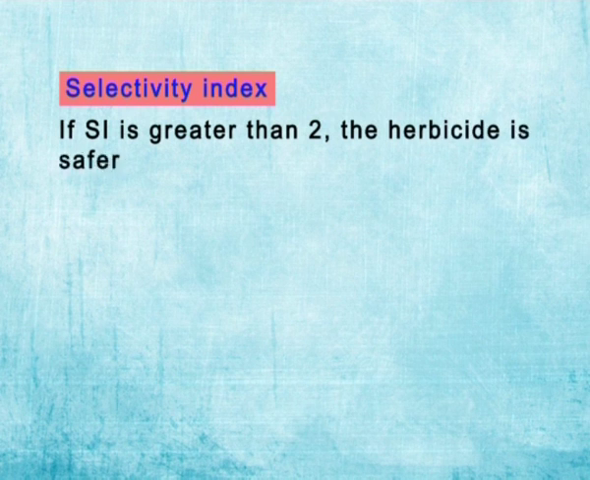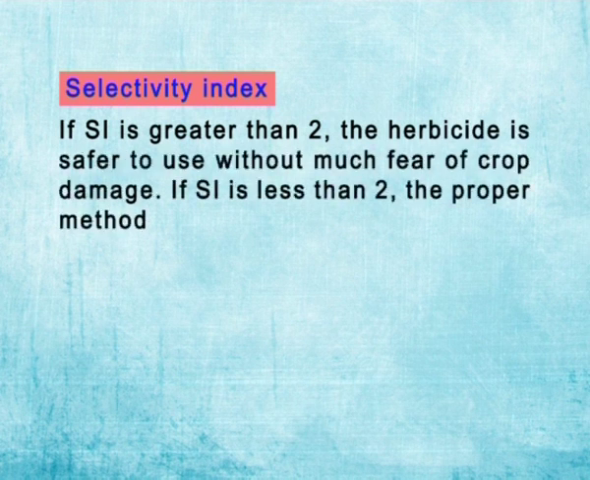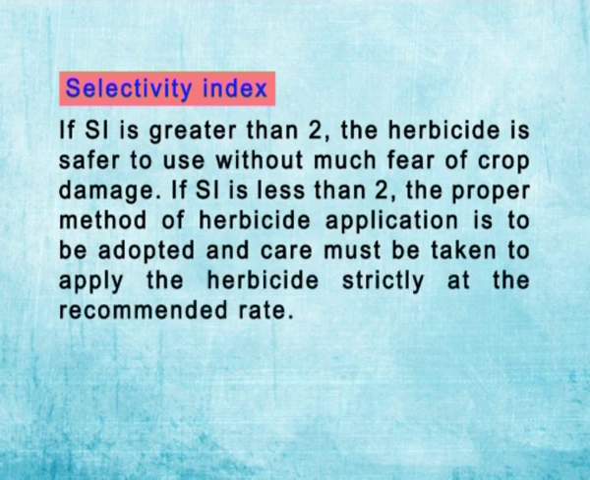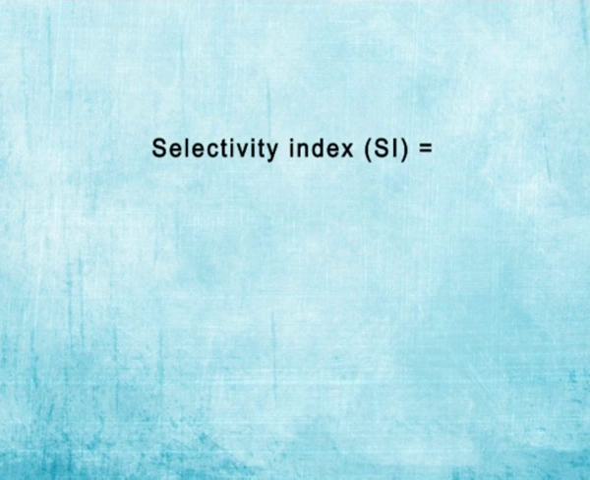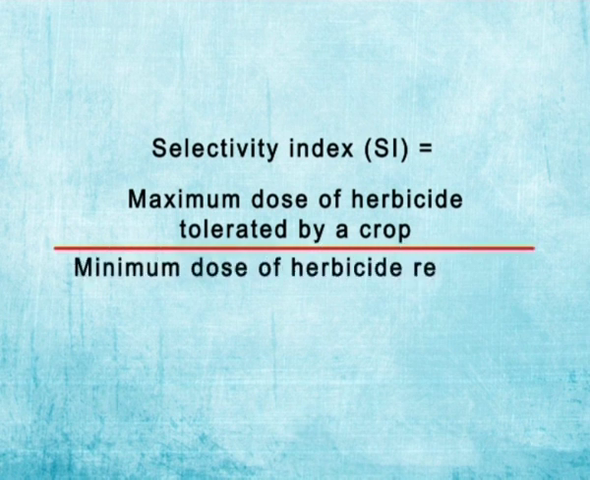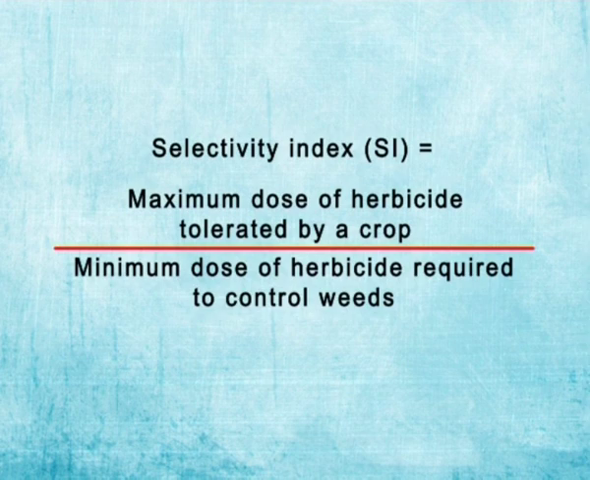If SI is greater than 2, the herbicide is safer to use without much fear of crop damage. If SI is less than 2, the proper method of herbicide application is to be adopted, and care must be taken to apply the herbicide strictly at the recommended rate. Selectivity index SI is calculated as maximum dose of herbicide tolerated by a crop divided by minimum dose of herbicide required to control weeds.